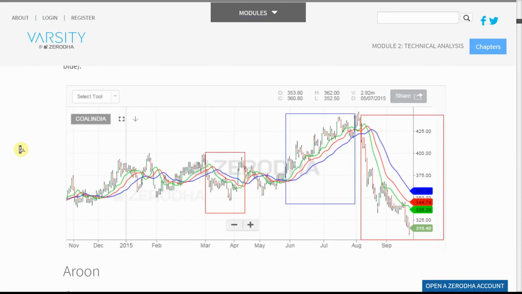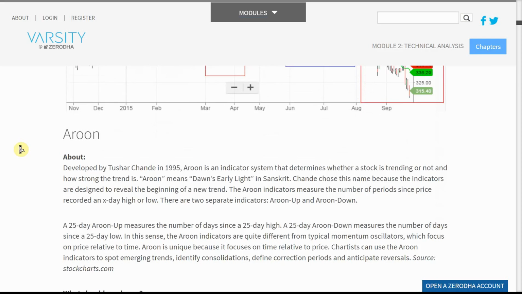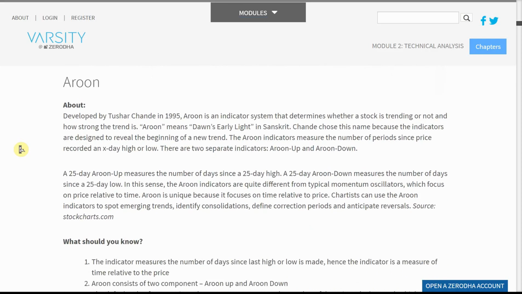Aroon. About. Developed by Tushar Chande in 1995.